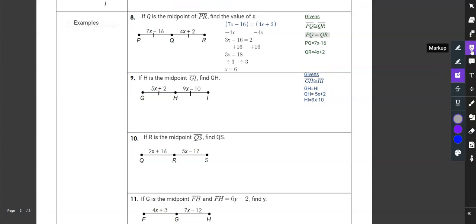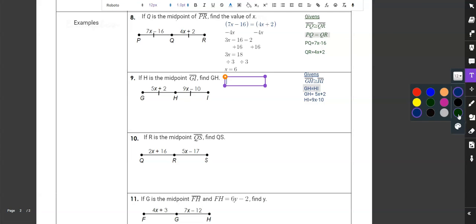Again, because of the nature of the logic we were using, where we said GH is congruent to HI, therefore GH is equal to HI, we already have our equation set up for us, so we're going to use it. No reason to not use something we already have. All right, so we have our substitution. We have 5x plus 2, and that's going to be equal to 9x minus 10. We're going to solve for x.